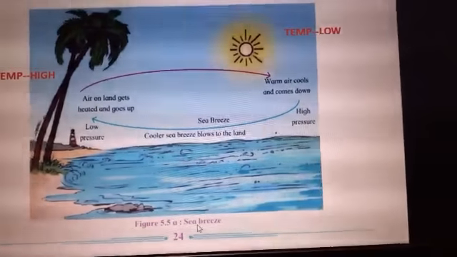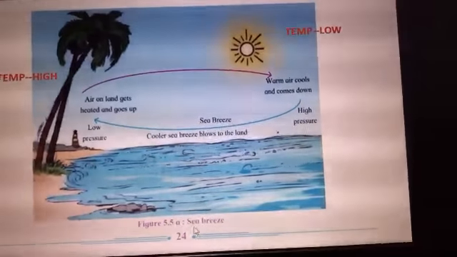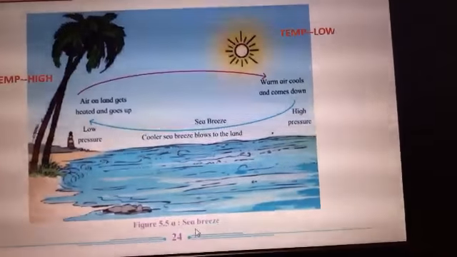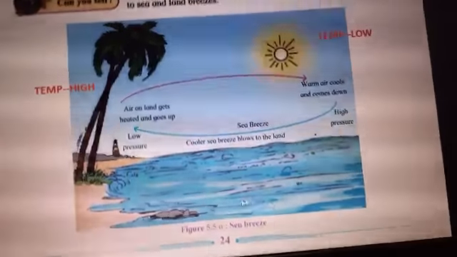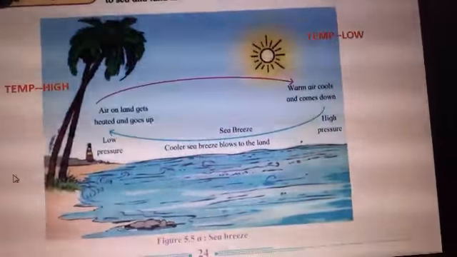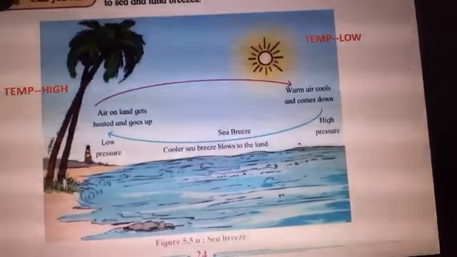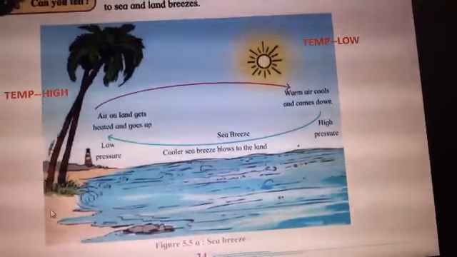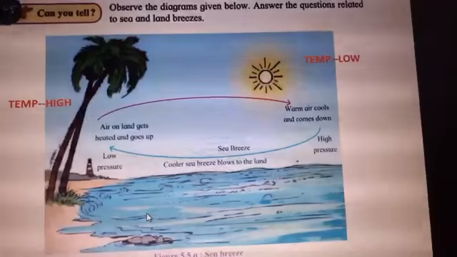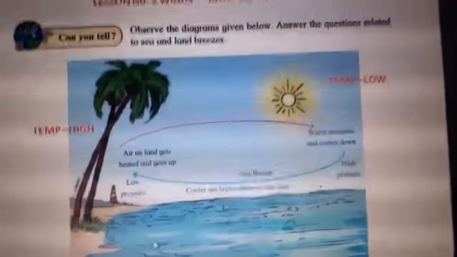Sea breeze they have shown. Sea means what? You all know. It's the water body. Now see, here this is the land area. We can see the land area. You can see the sand is visible, and this is the coastal region, that is the sea coast, right?